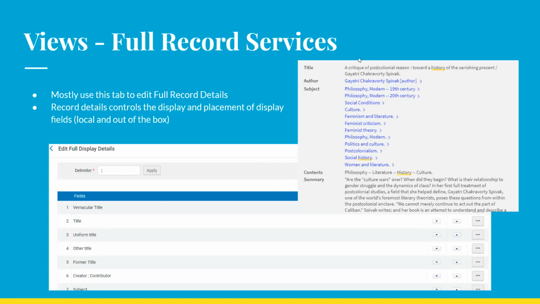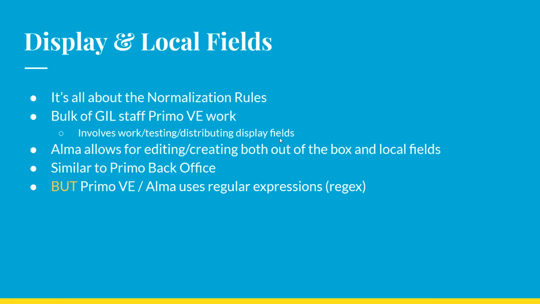But the display of these is controlled by norm rules. It's those norm rules that drive how things display, what displays, whether they're hyperlinked, and what doesn't display. The order of them is controlled in the view, but the content of them is controlled elsewhere. So I think that's where Chris is going to take over and talk about how we get things to display the way we want most of the time in Primo VE. Most of the time.